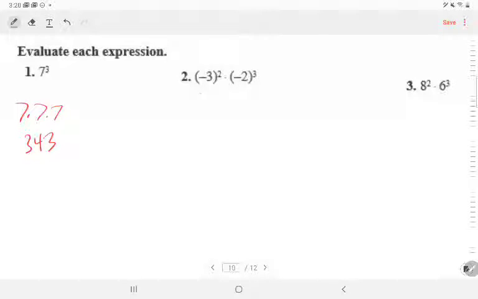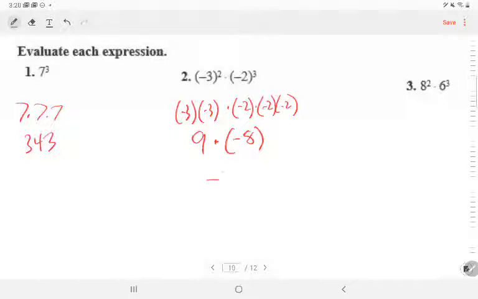Then we have negative 3 times negative 3 times negative 2 times negative 2 times negative 2. Negative 3 times negative 3 would be positive 9, times negative 2 times negative 2 would be positive 4, times negative 2 is negative 8. And 9 times negative 8 is negative 72.